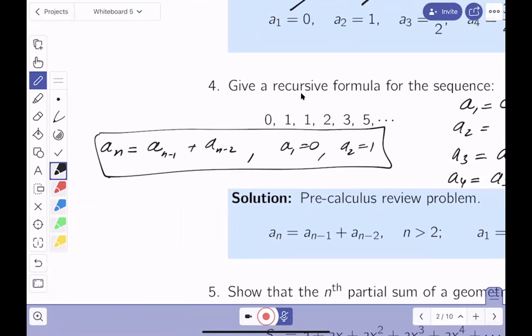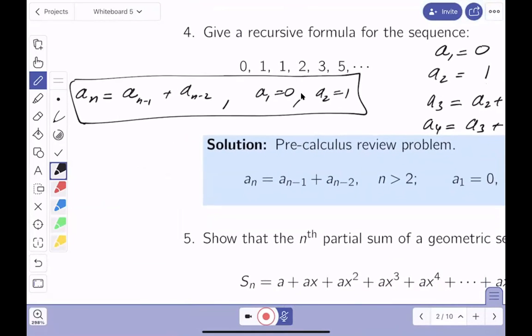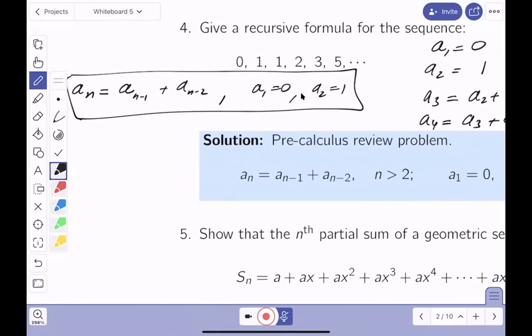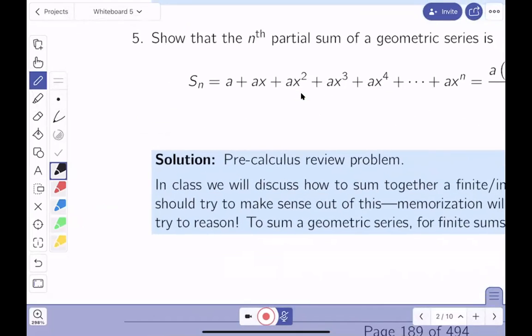Let's look at what we've done over here. And they said An is equal to A(n minus 1) plus A(n minus 2). Yeah, they say n is greater than 2. It should be. The reason for that is I'm starting at A1. So they say A1 is 0 and A2 is 1. All right, that's good. That's the next one.